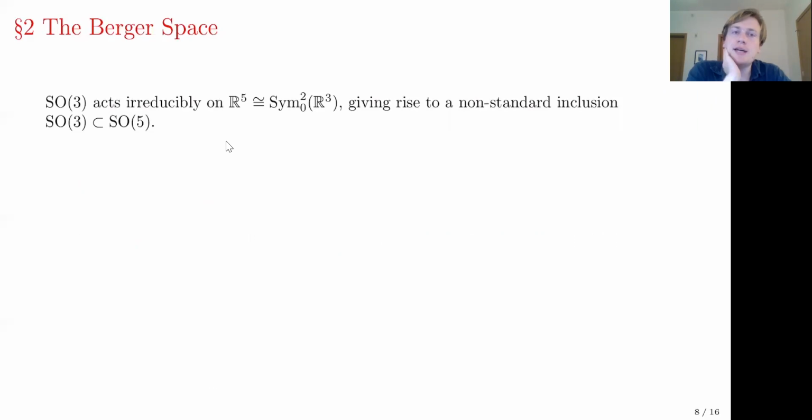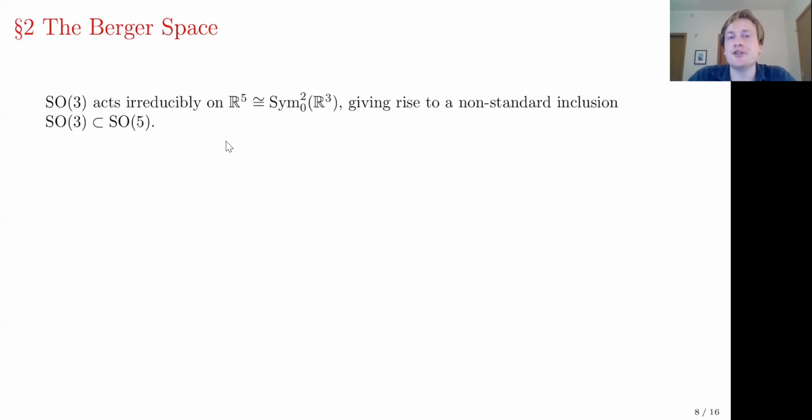So if I think of the vector space R^5 as the space of symmetric traceless 3x3 matrices, if you count that up, that will be 5-dimensional. So symmetric matrices, that's 6 dimensions, and then traceless takes away 1 dimension, so you're left with a 5-dimensional vector space. I'll call that Sym^2_0(R^3). Now the action of SO(3) by conjugation on these matrices gives us an action of SO(3) on R^5. And this gives rise to a non-standard inclusion of SO(3) inside SO(5), via this action.